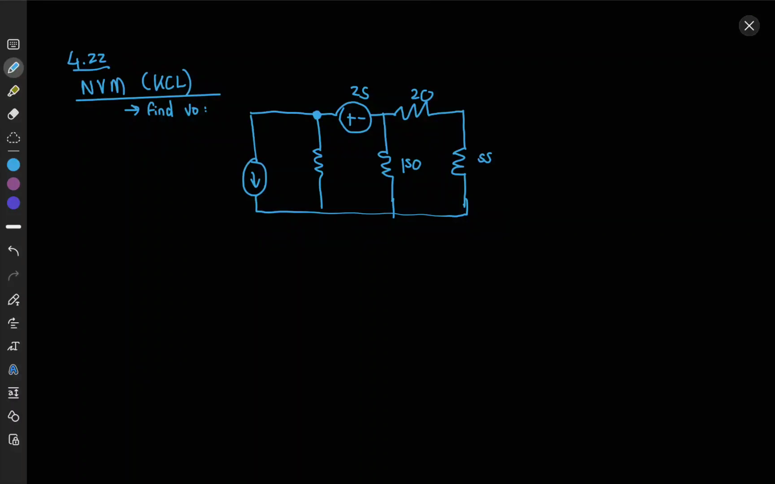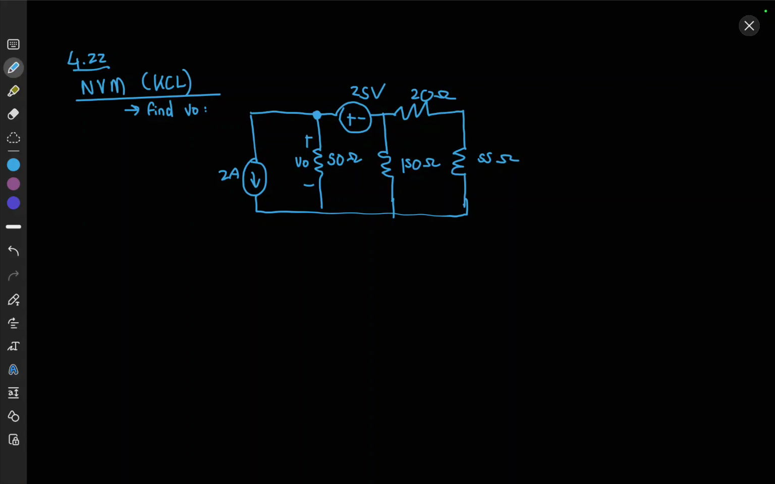So I'm just going to show you problem 422 in the textbook. We need to find V0. So let me just complete this problem, plus minus V0, and this is over the 50 ohm resistor. This is also in ohms, this is also in ohms, this is in ohms, and this is in volts.